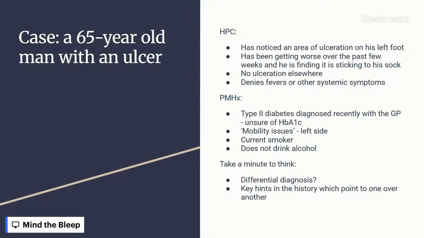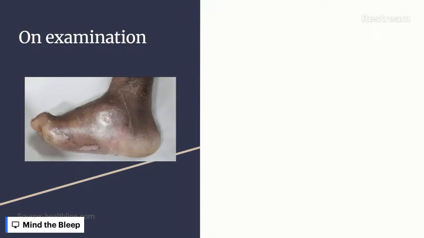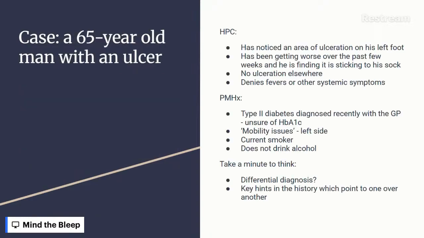So if we take a look at a case with a 64-year-old man with an ulcer, so his history of presenting complaint. Oops, sorry. He noticed an area of ulceration on his left foot. It's been getting worse over the past few weeks, and he's finding it is sticking to his sock, and there's no ulceration elsewhere. He denies fevers or other systemic symptoms. In his past medical history, he's got type 2 diabetes, which was diagnosed recently with the GP, and he's unsure of what his HbA1c is. He describes mobility issues on the left side. He is a smoker, but he does not drink alcohol.